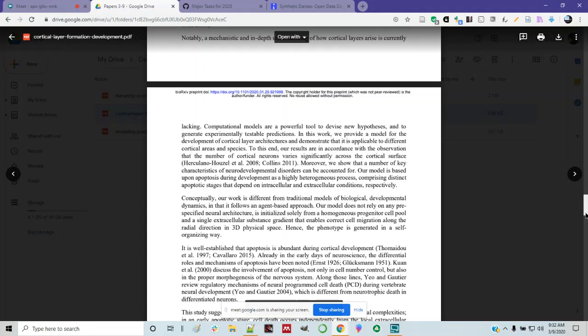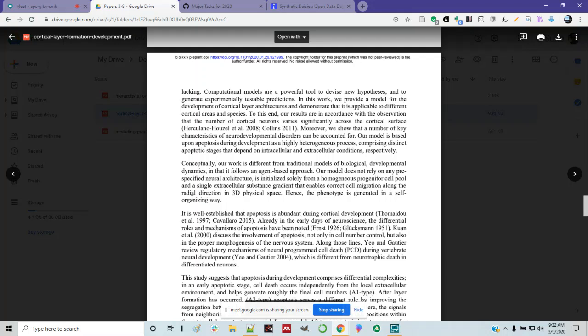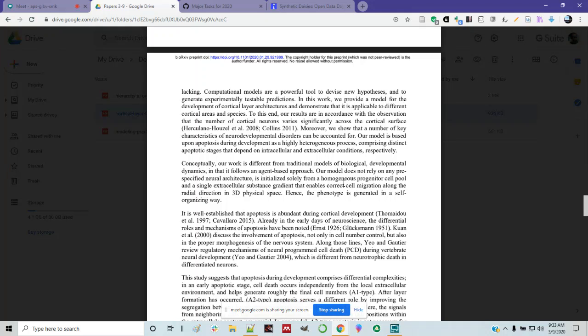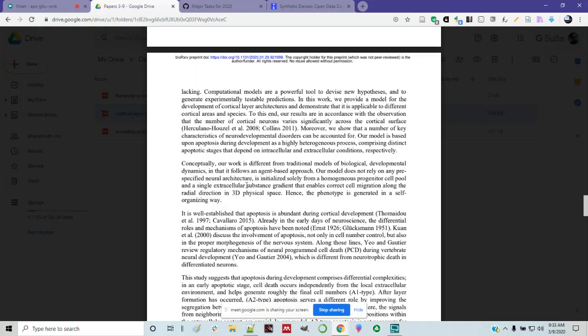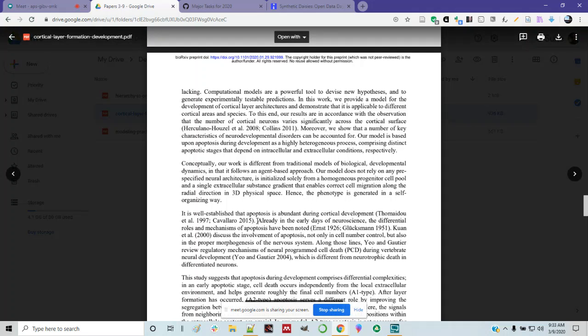Conceptual layer work is different from traditional models in that it follows an agent-based approach. Our model does not rely on any pre-specified neuronal architecture and is initialized solely from a homogeneous progenitor cell pool and a single extracellular substance gradient. So they're generating a phenotype in a self-organized way.